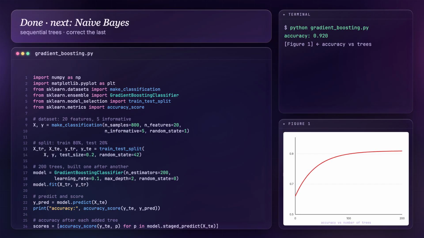And that's gradient boosting, sequential trees, each correcting the last, nudged gently by the learning rate into one very strong model. It's the quiet workhorse behind countless winning solutions. Next time, something totally different and refreshingly fast, naive Bayes built on pure probability.